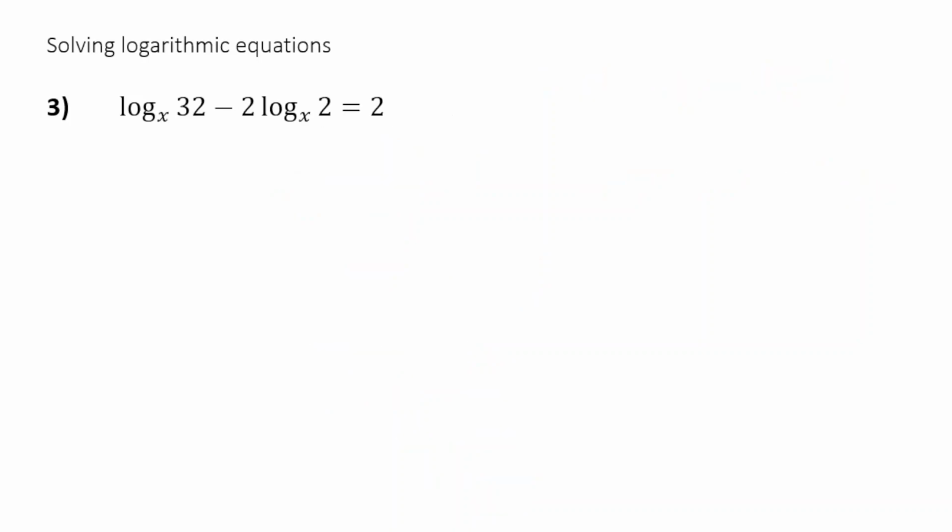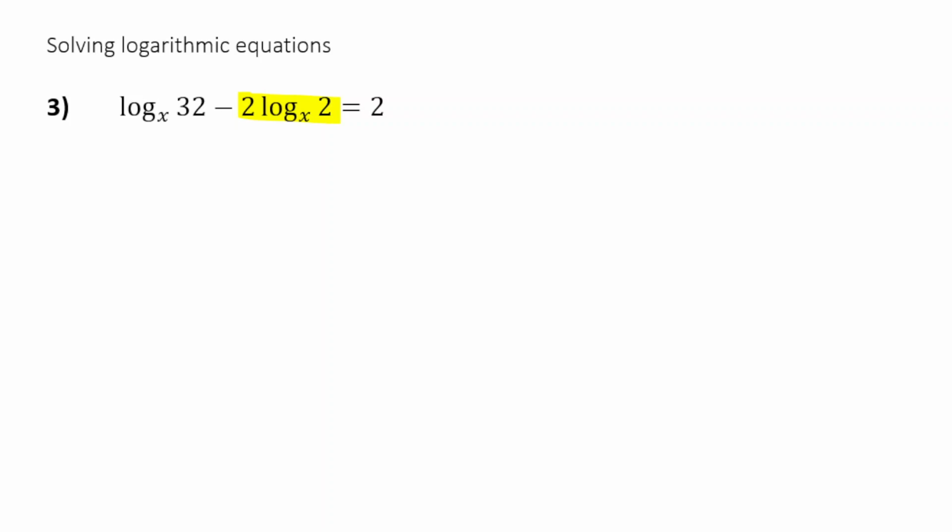Let's crack on. Question 3. If I've got log base x of 32 minus 2 log base x of 2 is equal to 2. Now this looks more complicated because the unknown x is in the base. But remember, that doesn't actually change any of the rules. We can still use our logarithmic rules. And what kind of rules can we apply here? Well, have a look at this.